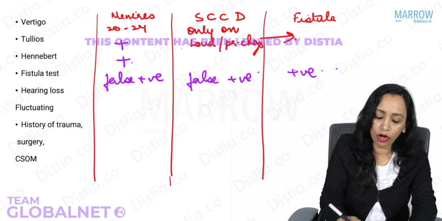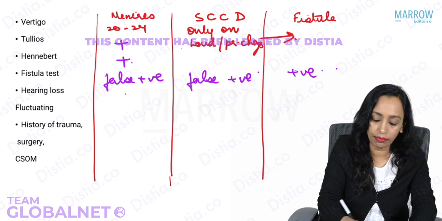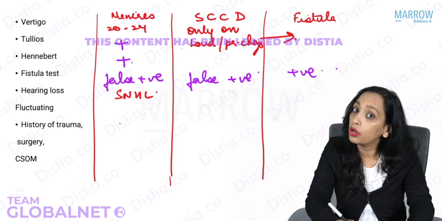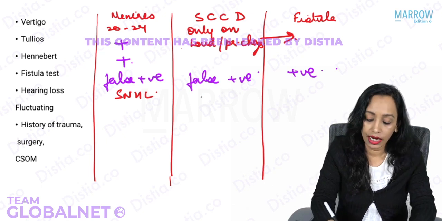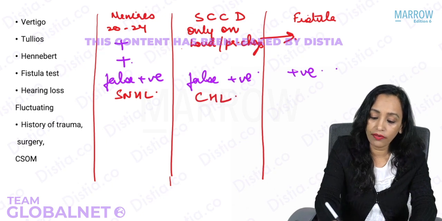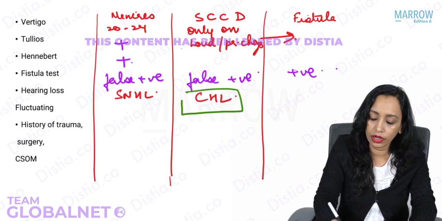So quickly tell me, what will be the hearing loss in Meniere's? In Meniere's, it is a sensorineural hearing loss. What frequency is affected early? Low frequency is affected early. Whereas in superior semicircular canal dehiscence, it is a conductive hearing loss. Very, very important, conductive hearing loss.